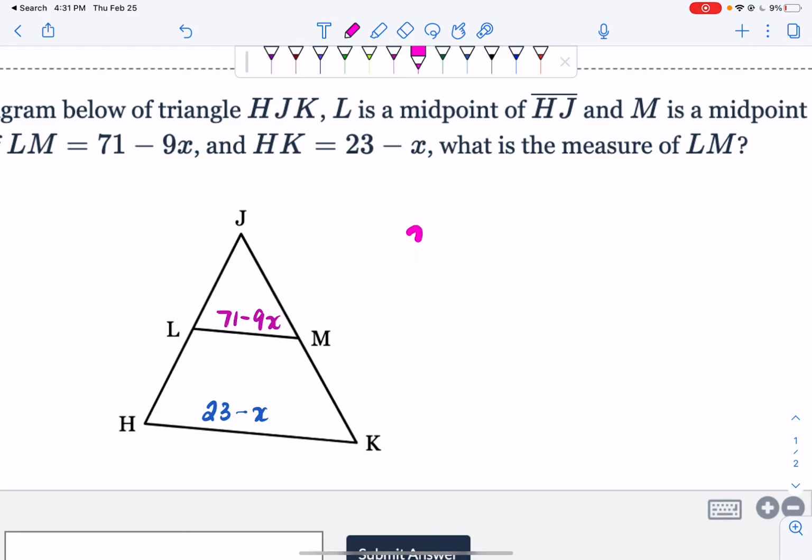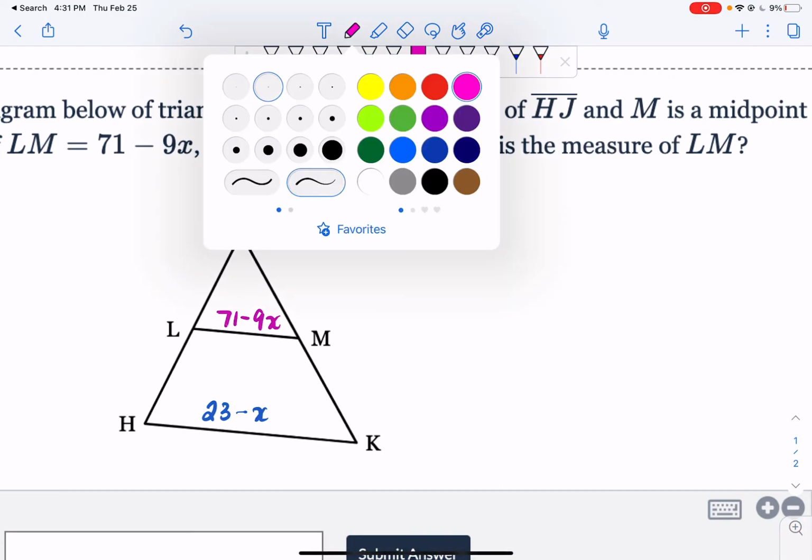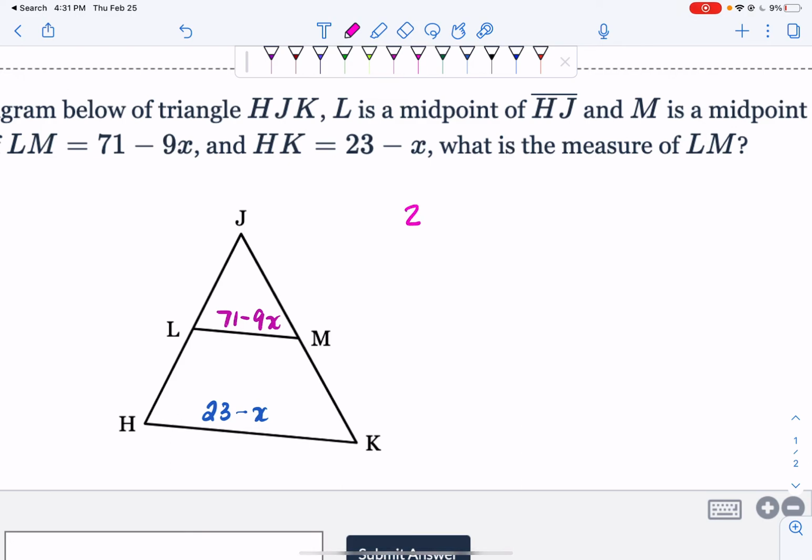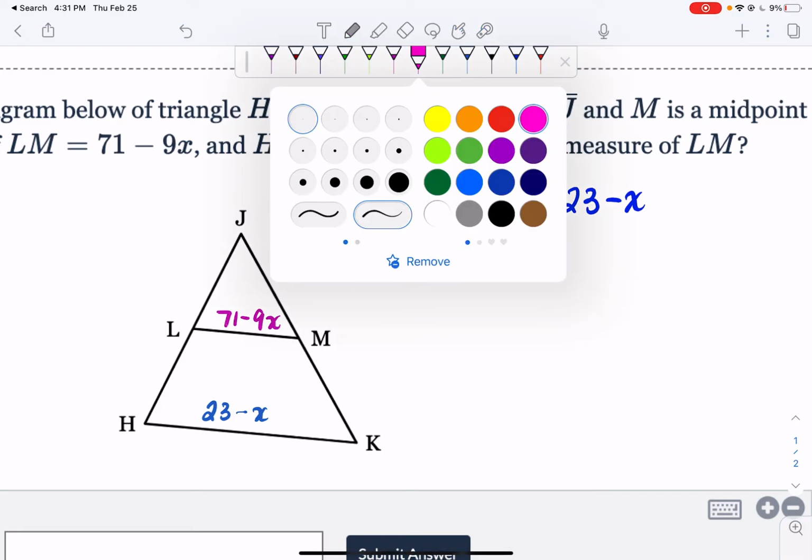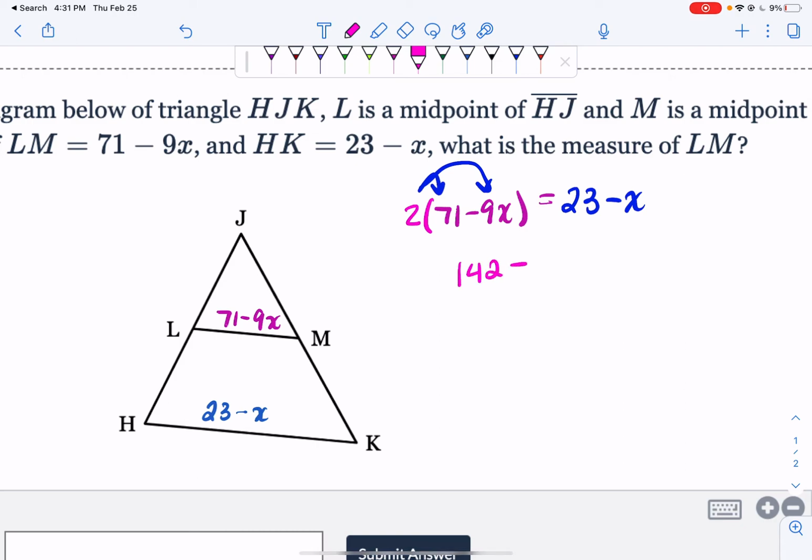So I'm going to do 2 times 71 minus 9x equals 23 minus x. Now, whenever I have a number on the outside of my parentheses, I've got to distribute. So 2 times 71 is 142. What is going on with my marker? 2 times the negative 9 is a negative 18, so I have minus 18x, and that's equal to 23 minus x.